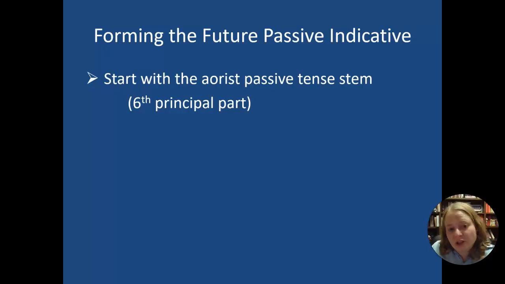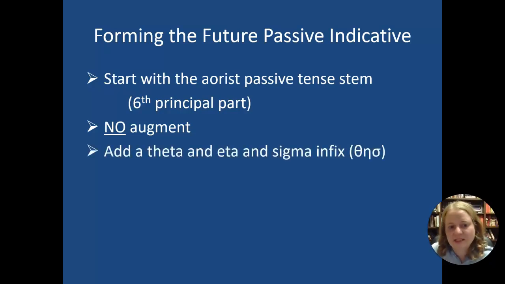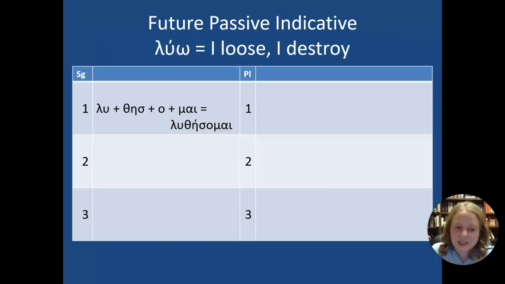To form the future, you start with the sixth principal part, the aorist passive stem, and there's no augment because it's in the future. Augments are all about past tense. You add a theta, eta, and a sigma in this case, and the sigma is what's helping you. And then you add the primary middle passive endings, and so this actually looks closer to a middle passive. It's going to look like this.